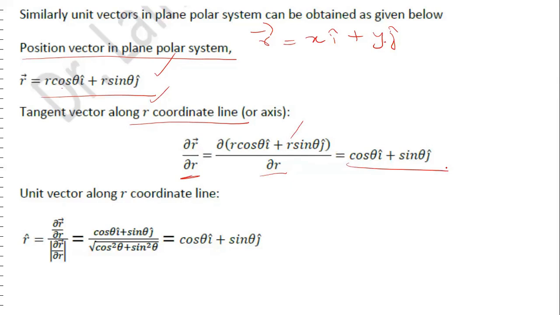So this gives you the tangent vector along the r coordinate. So the unit vector along the r coordinate line, you can obtain it. Here you put a cap sign for the unit vector. A unit vector is obtained when you divide the vector by its magnitude. So divide this vector by the magnitude, then you will get the tangent unit vector. The magnitude is the square root of this. Cos square theta plus sin square theta is 1. So this is your unit vector along the r coordinate line.